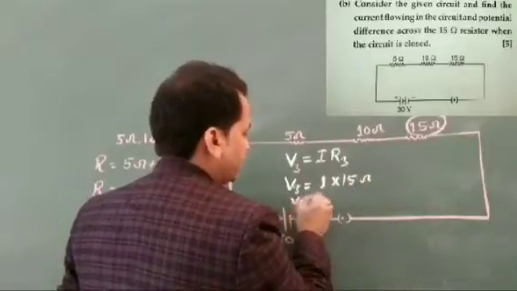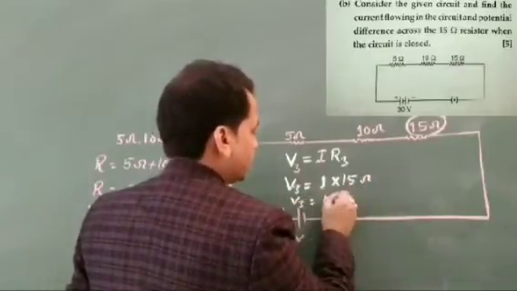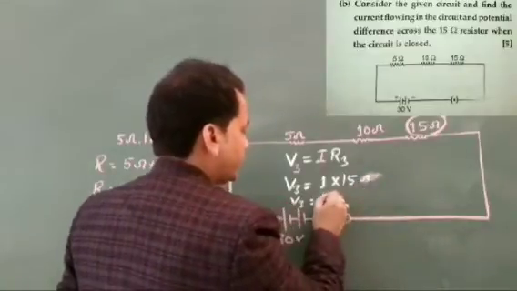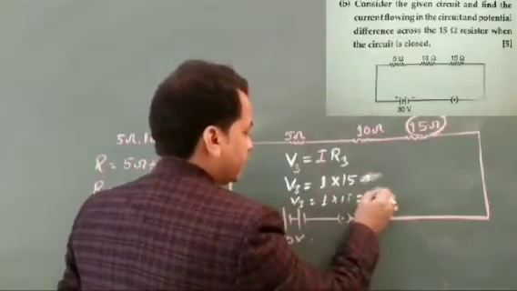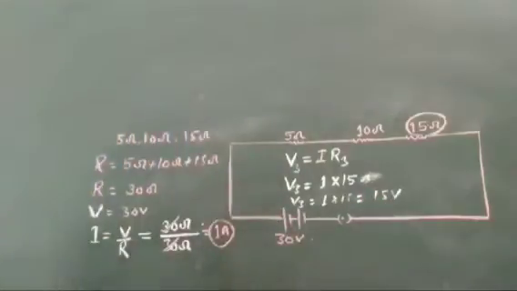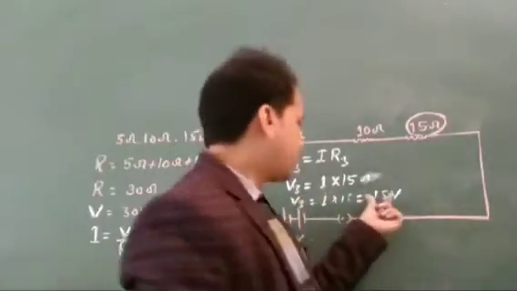Then V3 equal to 15 omega, that is 1 into 50, that is 50 volt. So here the potential difference V3 equal to 15 volt.